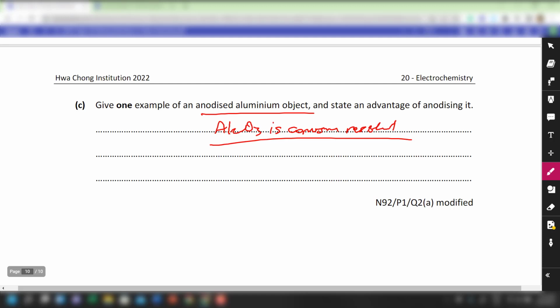Another point you can include as part of your example is that the Al2O3 layer is porous, and therefore it allows dye molecules to intercalate between the layers, and therefore your object will look nicer. So that allows your aluminium, let's say if you are using it as a casing, to be more visually appealing. With that, we have come to the end of the review of in-class exercise 4 and 5, and I hope you have enjoyed the review video.